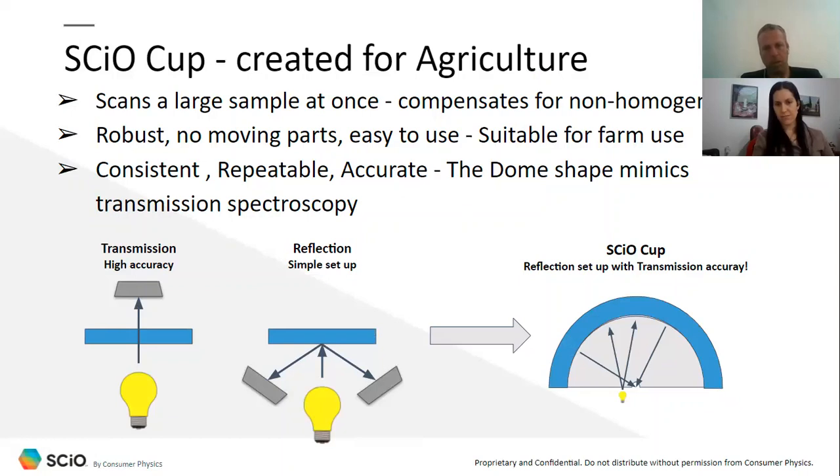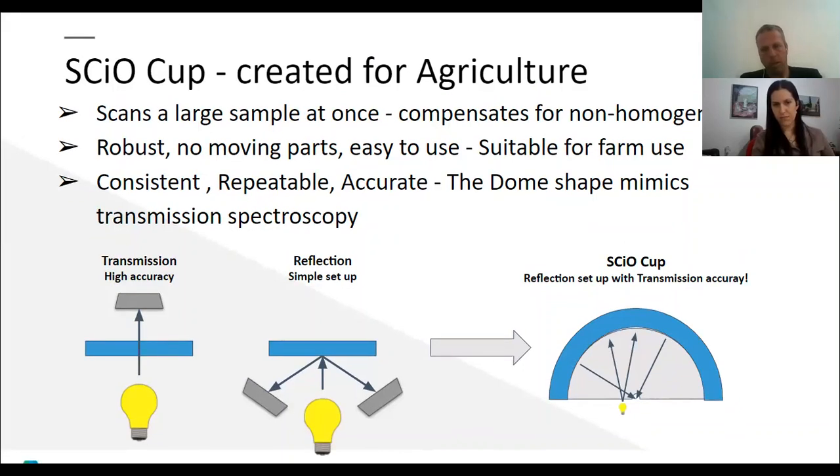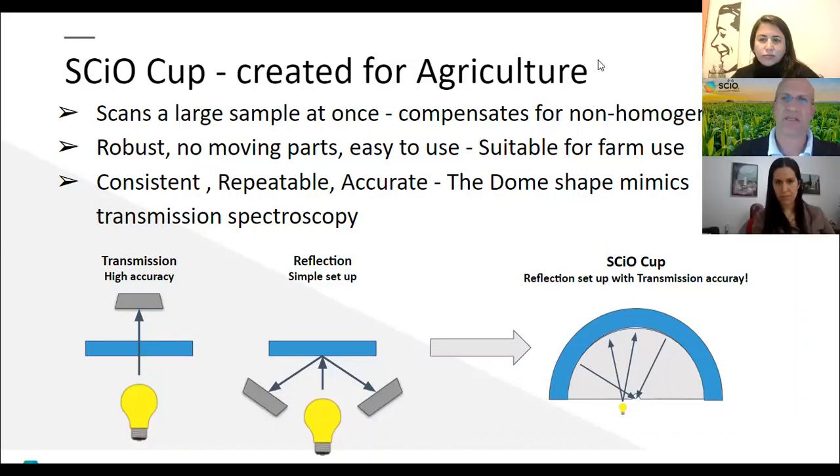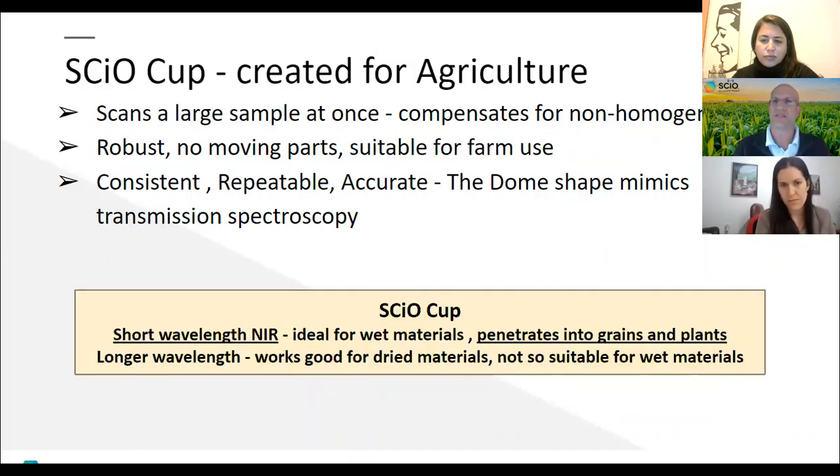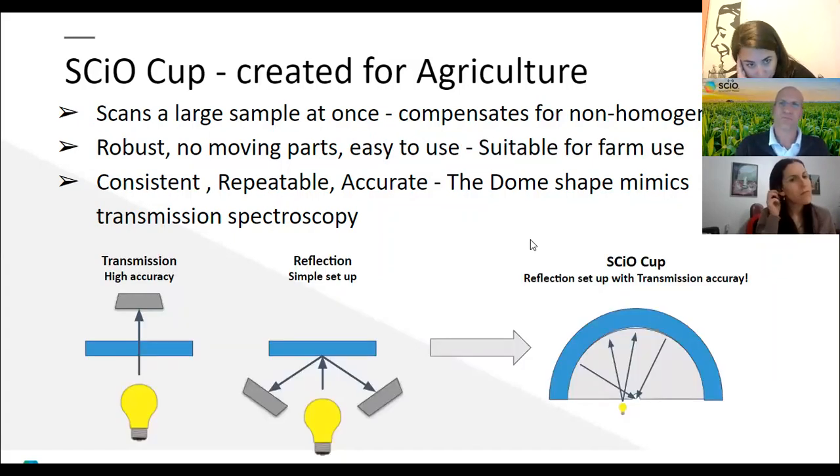So SCiO Cup is, as I said, the second device that we have released. The first SCiO Cup was actually released in August of 2020, so about 18 months ago, a little bit more than that. SCiO Cup is a result of us learning about the needs of the agriculture sector and building a device that will serve specifically that sector, that will answer the specific needs of agriculture.